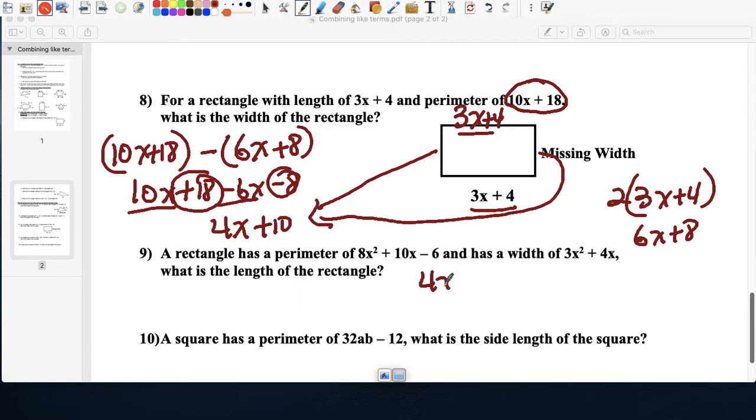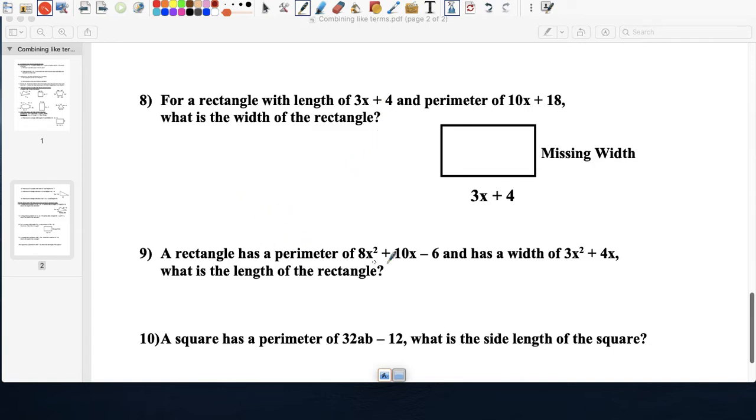So how do I divide that? I have to divide this first term by 2 and the second term by 2. 4x, well, you can tell that, right? 4 divided by 2 is 2, so it's 2x. And 10 divided by 2 is 5. So this side over here is 2x plus 5. And this side is 2x plus 5. Okay.